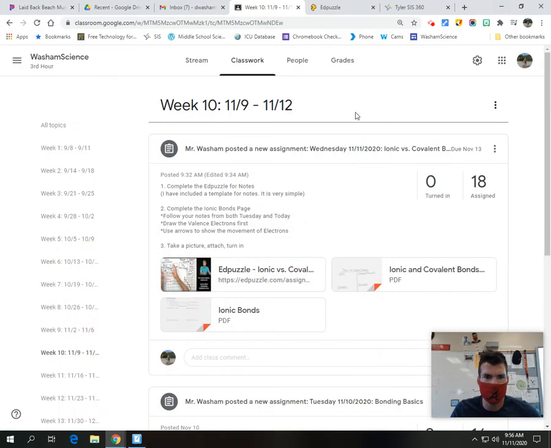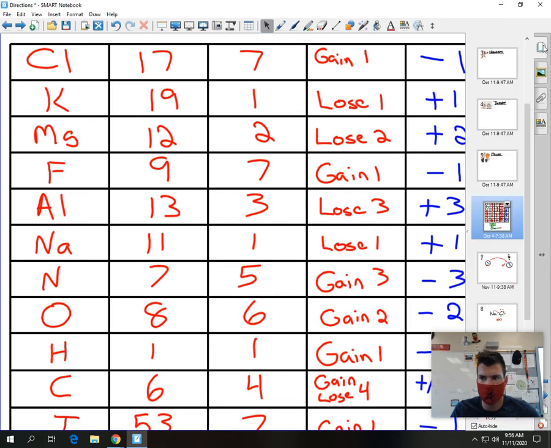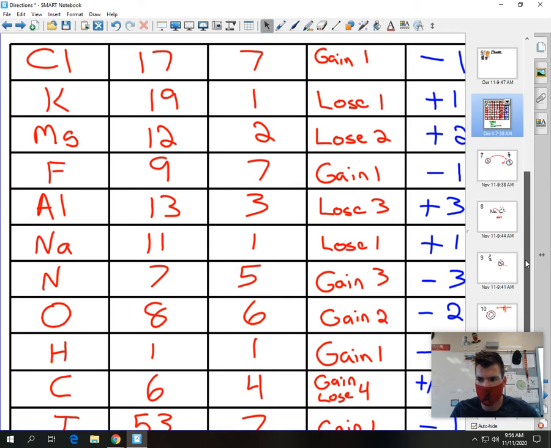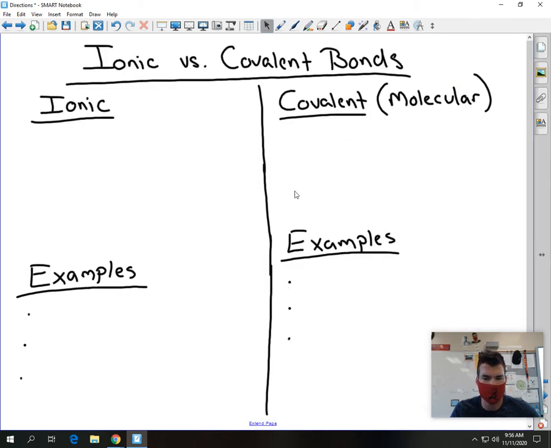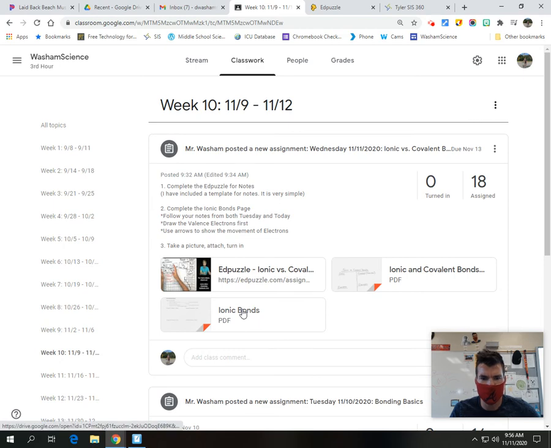All right, so when you go to Classroom, you're going to watch the Edpuzzle. I have a notes template that you can follow, and the notes template is also posted. The notes template looks like this, and so here's basically what you want to take notes over while watching the video. And then you're going to complete the Ionic Bonds page.